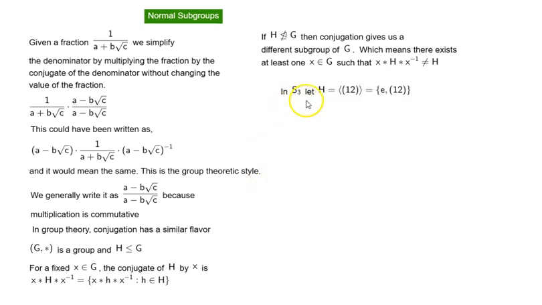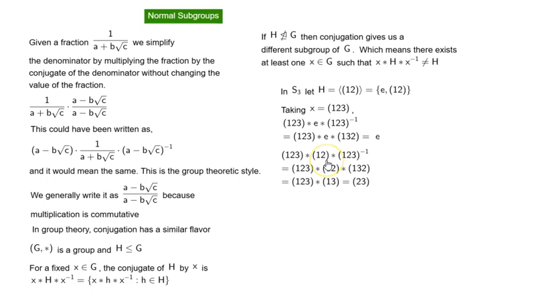Again in S3, let H be the subgroup generated by the permutation (1 2), which gives us {E, (1 2)}. So taking x equal to (1 2 3), we get (1 2 3) times E times (1 2 3) inverse. This E is from H, which gives us (1 2 3) times E times (1 3 2), because the inverse of (1 2 3) is (1 3 2). And this is equal to E.